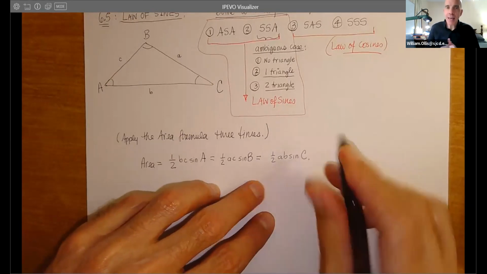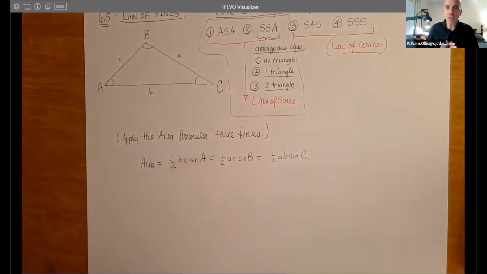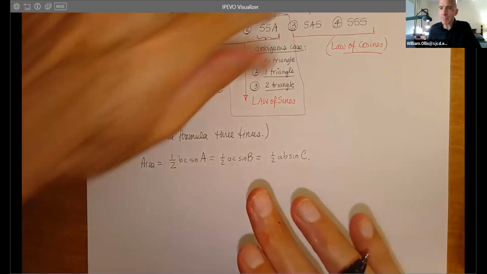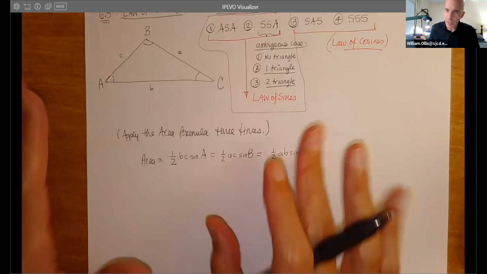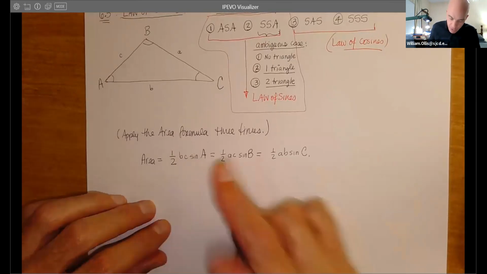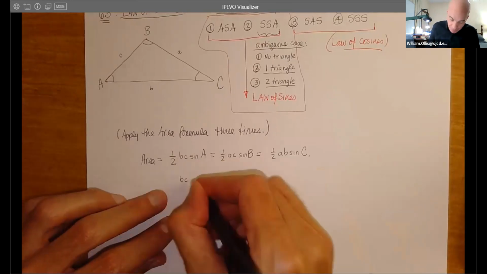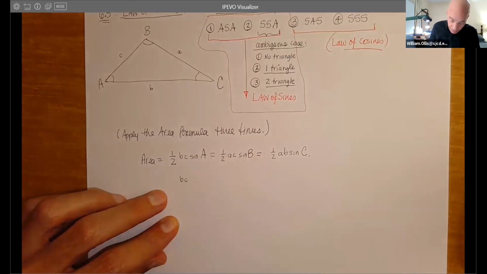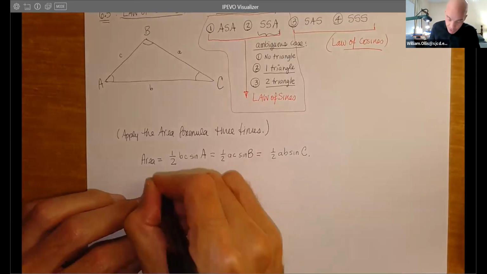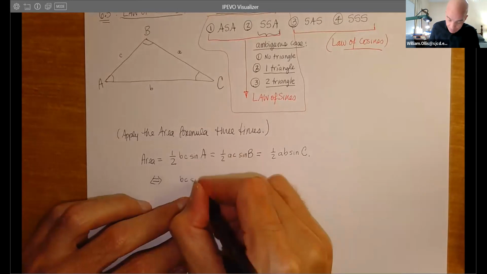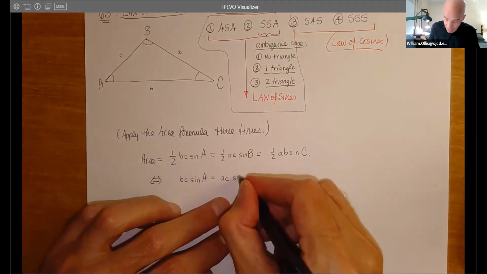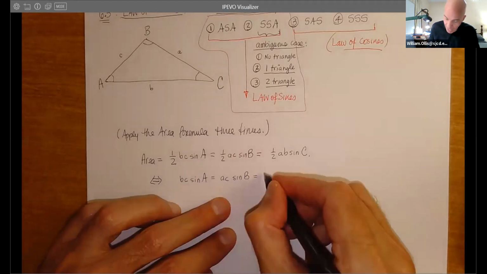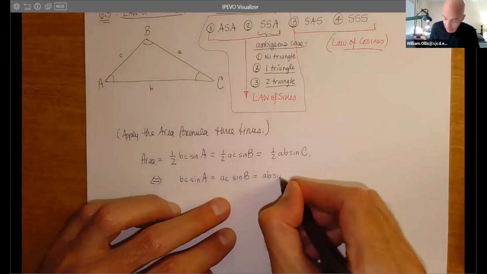So when you look at this particular situation, you're thinking, well, is that the statement of the theorem? I mean, is this going to be what we need? Well, we want to clean it up a little bit. Notice the 1/2's absorbed throughout. So we'll say equivalently, BC times sine A equals AC times sine B equals AB times sine C.